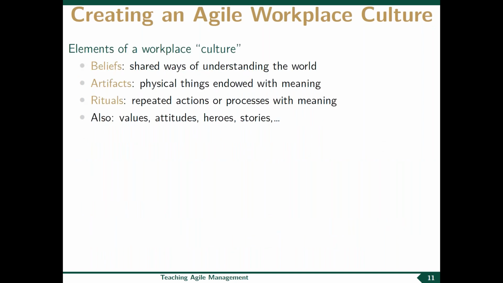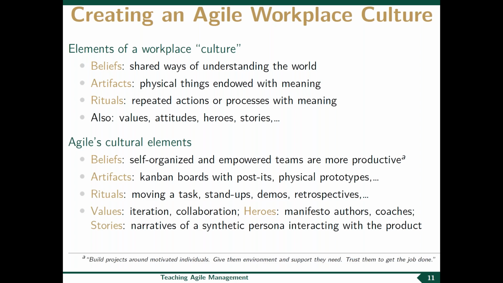So if we're talking about Agile, this is really a workplace culture. And if we talk about cultures, there are different aspects to that. There are beliefs in a culture, there are artifacts, physical things that the people in the culture endow with meaning, and there are rituals. So in Agile, we have these aspects as well. The belief is that a self-organized and empowered team is more productive. The artifacts that are used in Agile workplaces are Kanban boards, which I'll come back to later, with post-its, and physical prototypes. So we're building things. We have things that we associate meaning to.